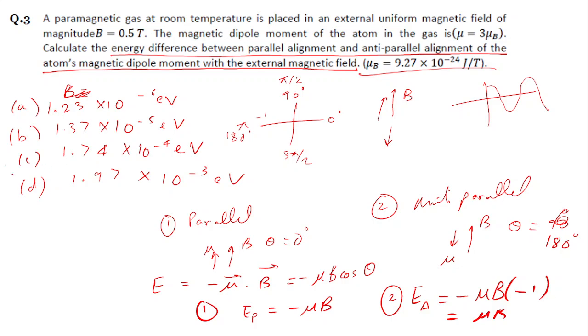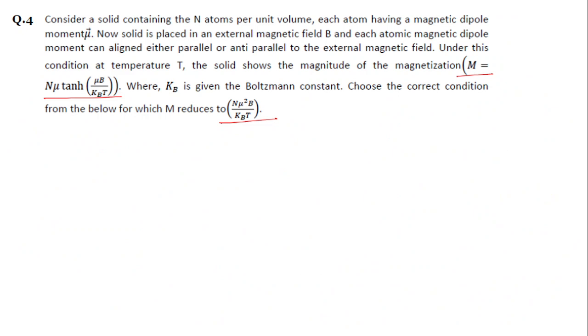1.74 × 10 to the power minus 4 electron. C is the correct option here. Okay, our next question.